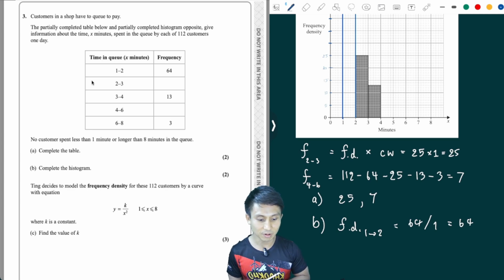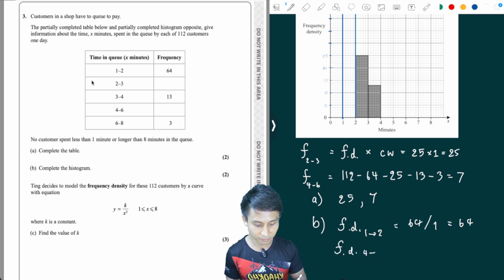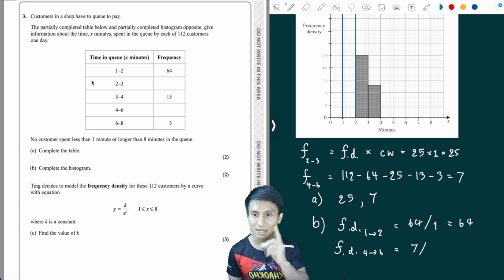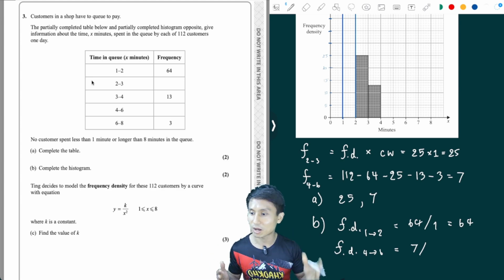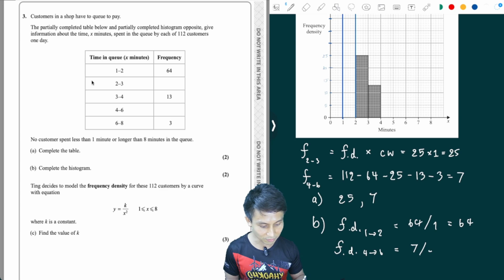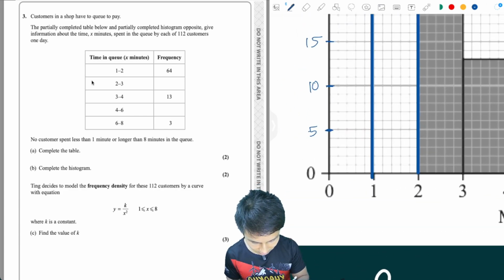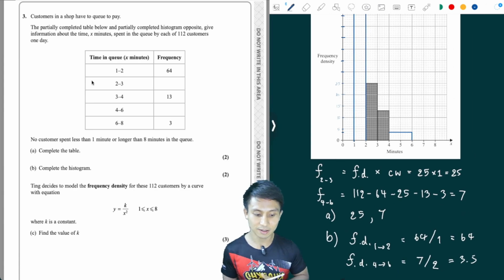Now the other missing bars would be 4 to 6 and 6 to 8. We have to be careful for 4 to 6, because what we found earlier was the frequency, not the frequency density. So the frequency density of 4 to 6 would be 7 divided by the class width, which is 6 minus 4, so 2. In this case, the data are continuous, i.e. there are no gaps between the classes, so the lower bound of this class is 4 and the upper bound is 6. So we can do 6 minus 4 without having to find the lower and upper bounds, which is 2. Dividing by 2, I get 3.5. So 3.5 on the histogram would be around here. We draw like that and like that. That's the bar for the 4 to 6.